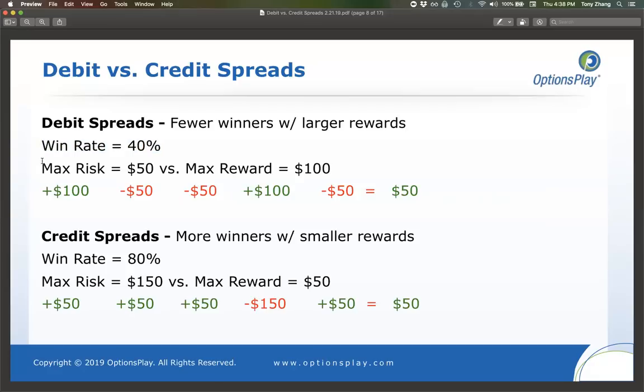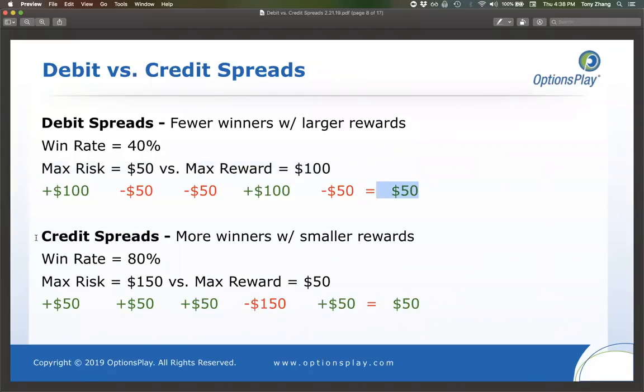However, most debit spreads will have a max risk of maybe $50 and a max reward of potentially double that, which means that if I'm looking at 5 trades, I might actually lose 3 out of those 5 trades. However, I'll lose $50 on the 3 trades that I lose, but I'll gain $100 on the 2 trades that I win, which yields me a net profit of $50 at the end of 5 trades.